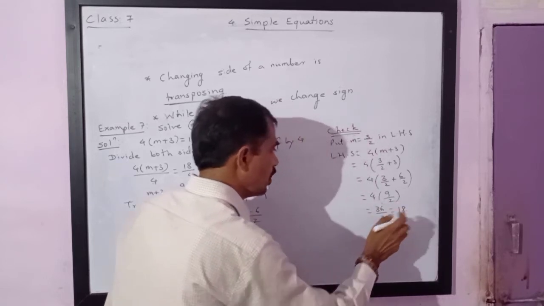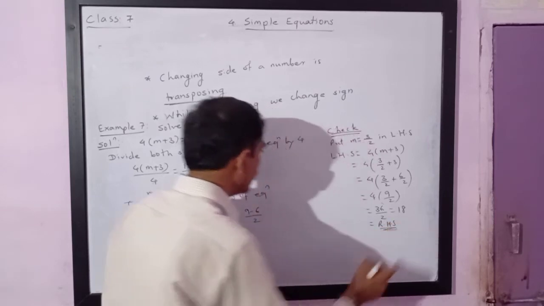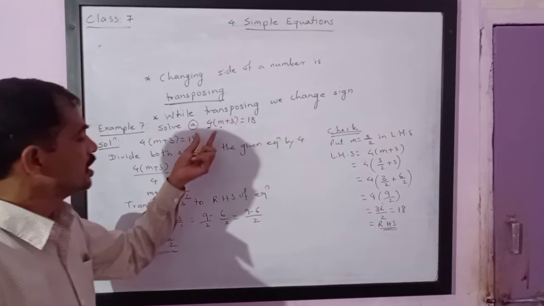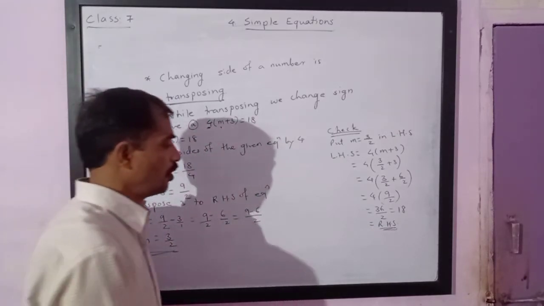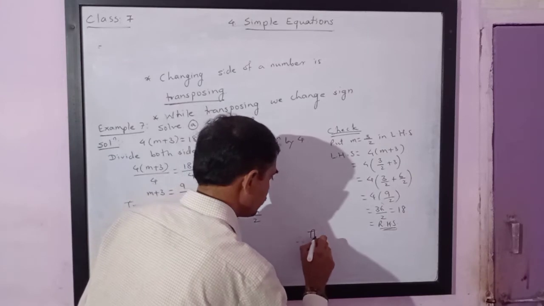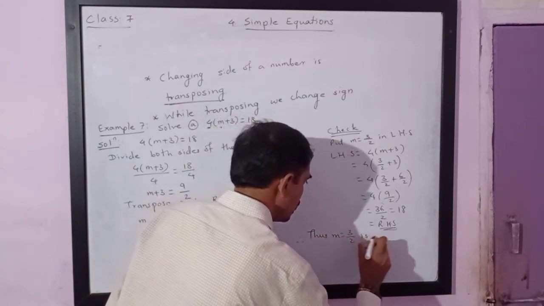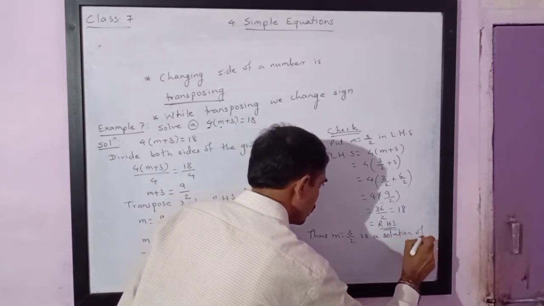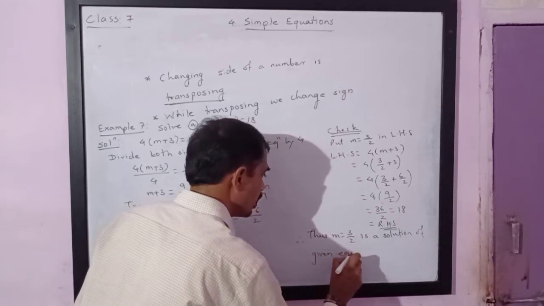It means we have got the right hand side. The right hand side is 18 only. It means the left hand side is equal to the right hand side. Thus our solution m is equal to 3 upon 2 is correct. Therefore we can say that m is equal to 3 upon 2 is a solution of the given equation.